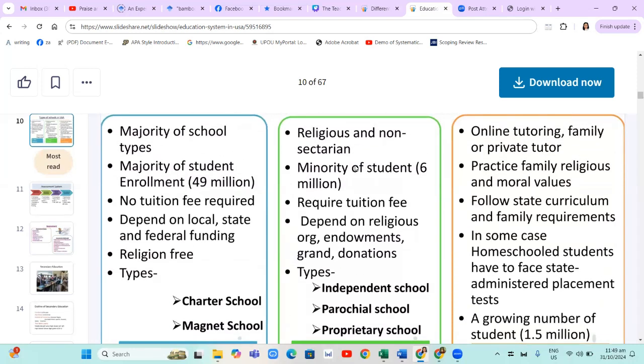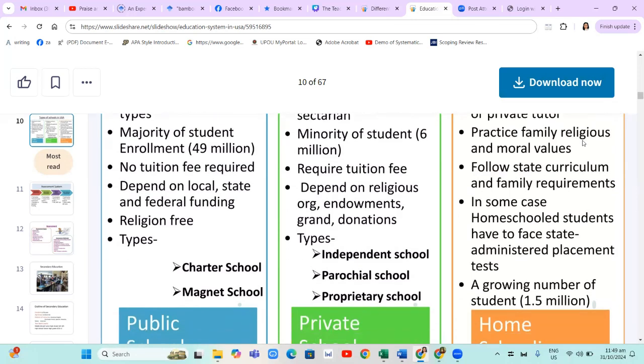In homeschooling, there is online tutoring, a family or private tutor, and practice of family religious and moral values. They follow the state curriculum and family requirements. In some cases, homeschool students have to face state-administered placement tests.